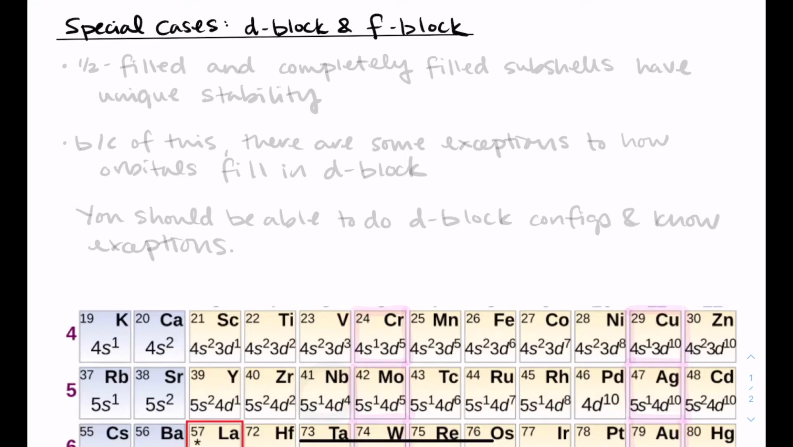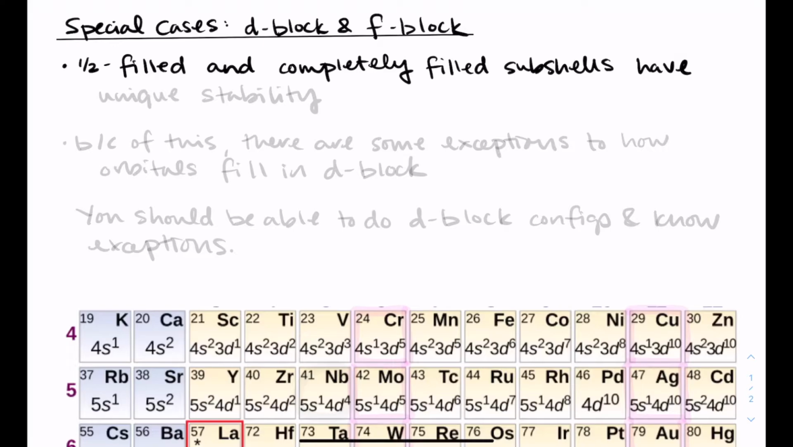Okay, we have to talk about some special cases. Mostly, we're just going to see this in the D block and the F block. All of our special cases are built around this idea that a half-filled or a completely filled subshell has a unique stability. When I talk about shells, I'm talking about principal quantum numbers. When I'm saying subshell, I mean the letter. So if it's a 4D or a 3D, that is a subshell within the n equals 3 shell.